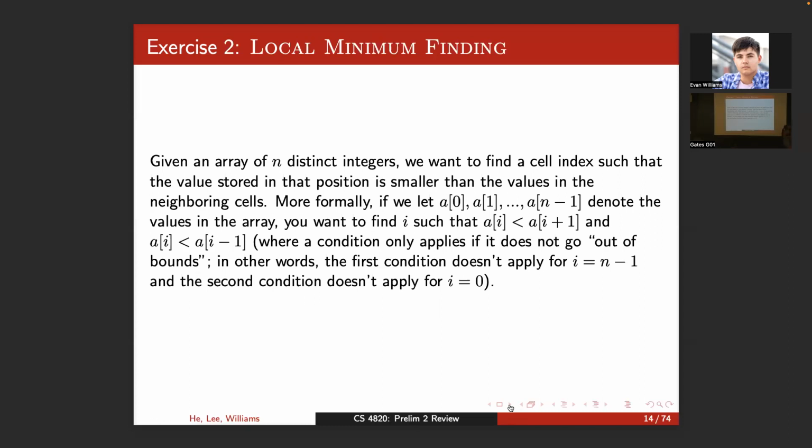So, local minimum finding. We're given an array of distinct integers, and we want to find an index such that the value stored in that position is smaller than the values in the surrounding cells. So we want to make sure that at an index i, the value is less than the value at i plus 1 and less than the value at i minus 1. Any ideas for a divide and conquer algorithm for this problem?